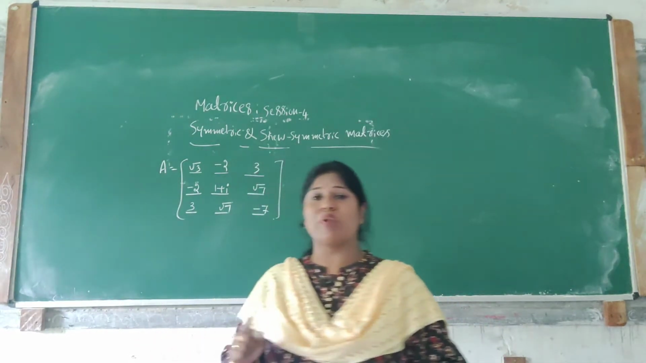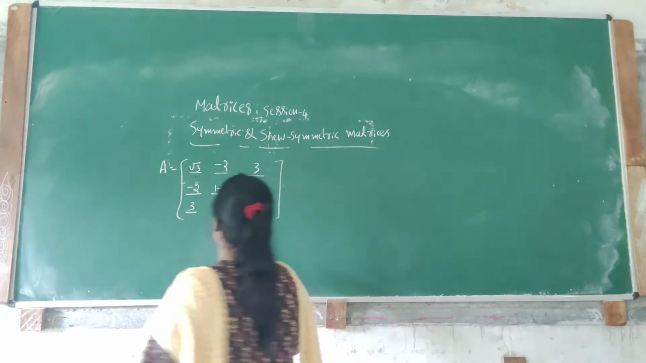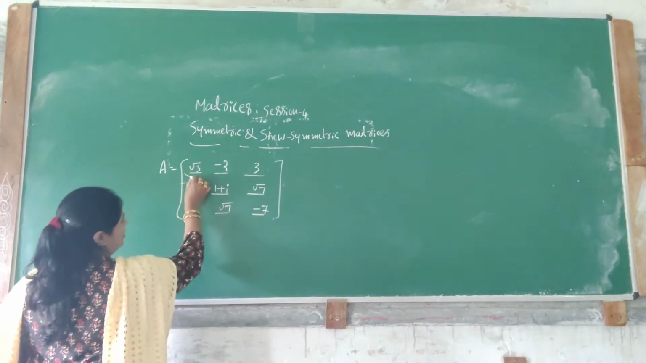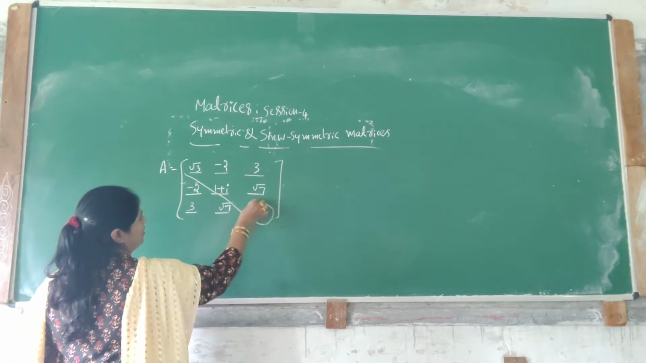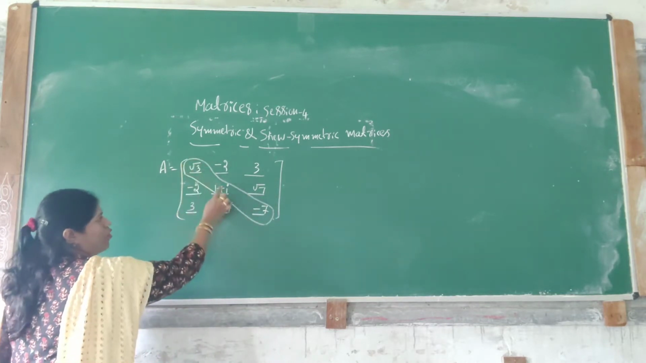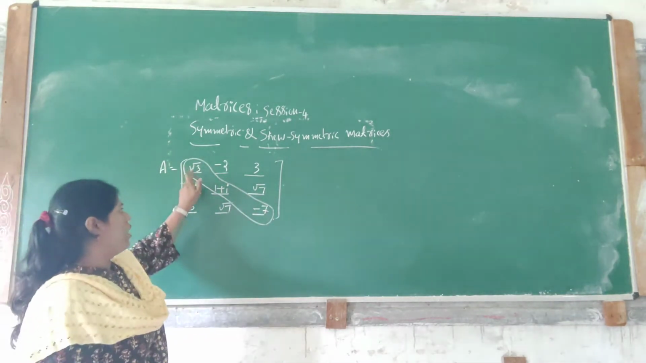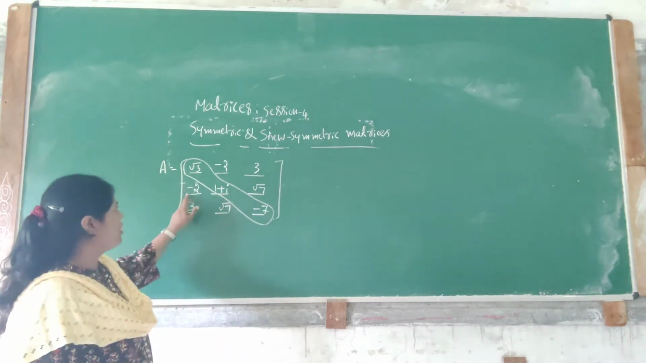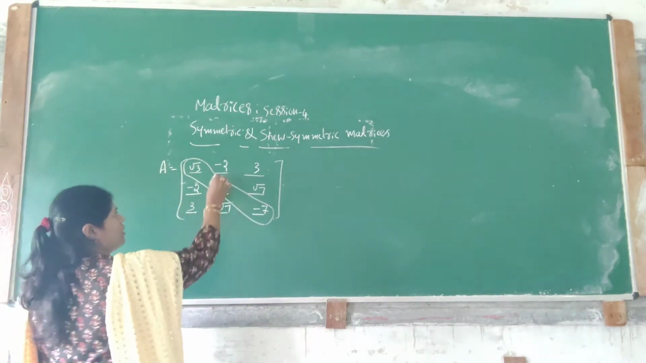We have to write the principal diagonal elements first. What are the principal diagonal elements? These are the principal diagonal elements. We have to write these elements first. After this, the non-diagonal elements should be symmetric.